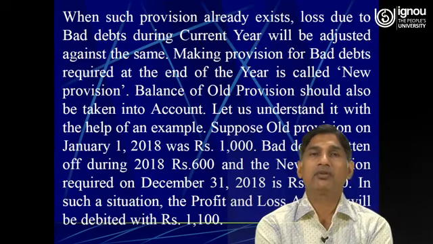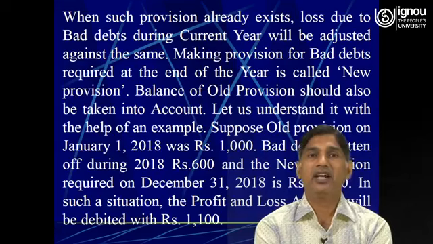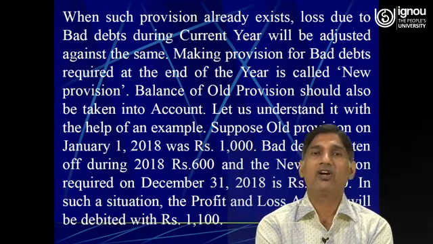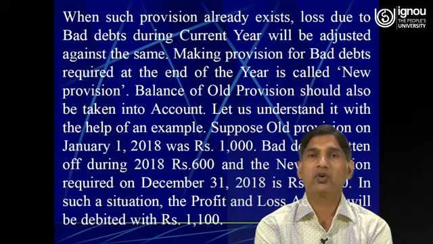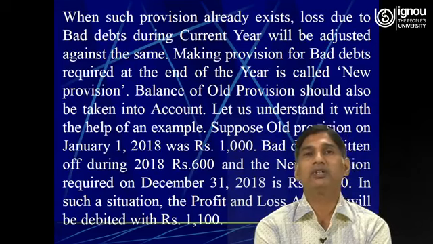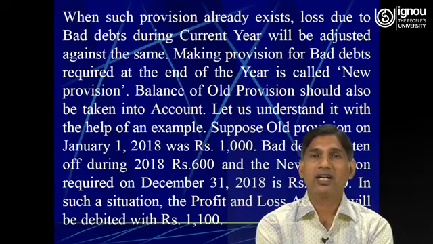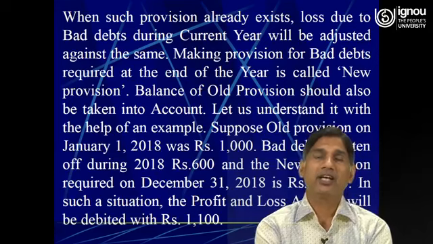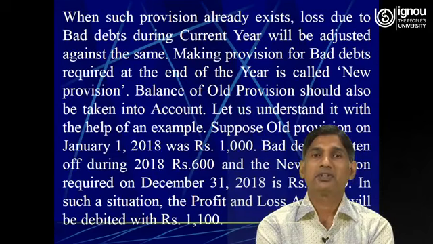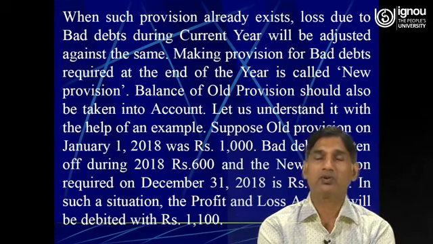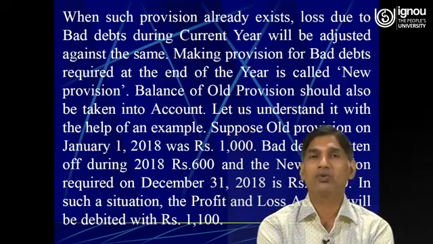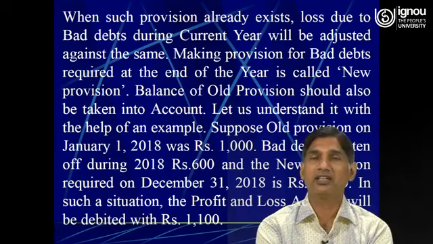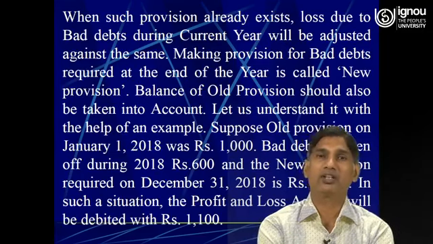Making provision for bad debts required at the end of the year is called new provision. So the balance of old provision should also be taken into account. Let us understand it with the help of an example. Suppose old provision on 1st January 2018 was rupees 1000. This balance of provision for doubtful debts is given on the credit side of the trial balance, rupees 1000.